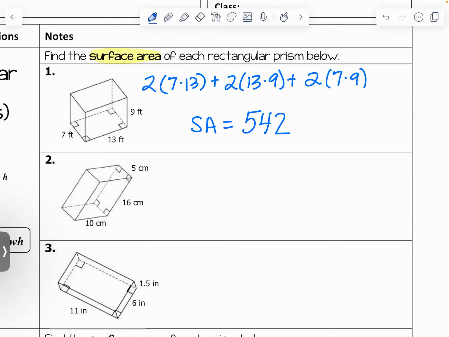What is our label for our surface area in this problem? We are taking 6 different areas and adding them together. So we are still talking about a 2-dimensional calculation.